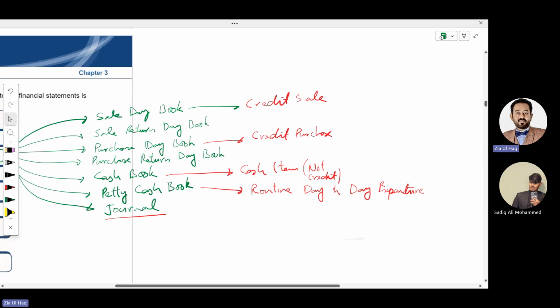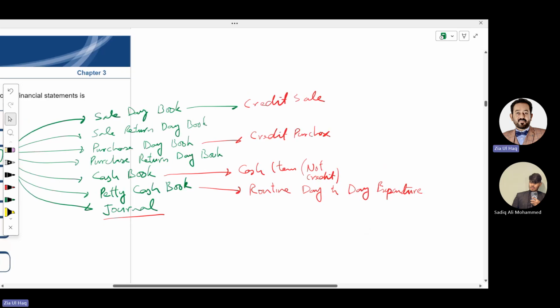So petty cash book is to record daily routine expenditure. So these are 7 books of prime entries. When performing a transaction, where is the transaction recorded first? In books of prime entries.